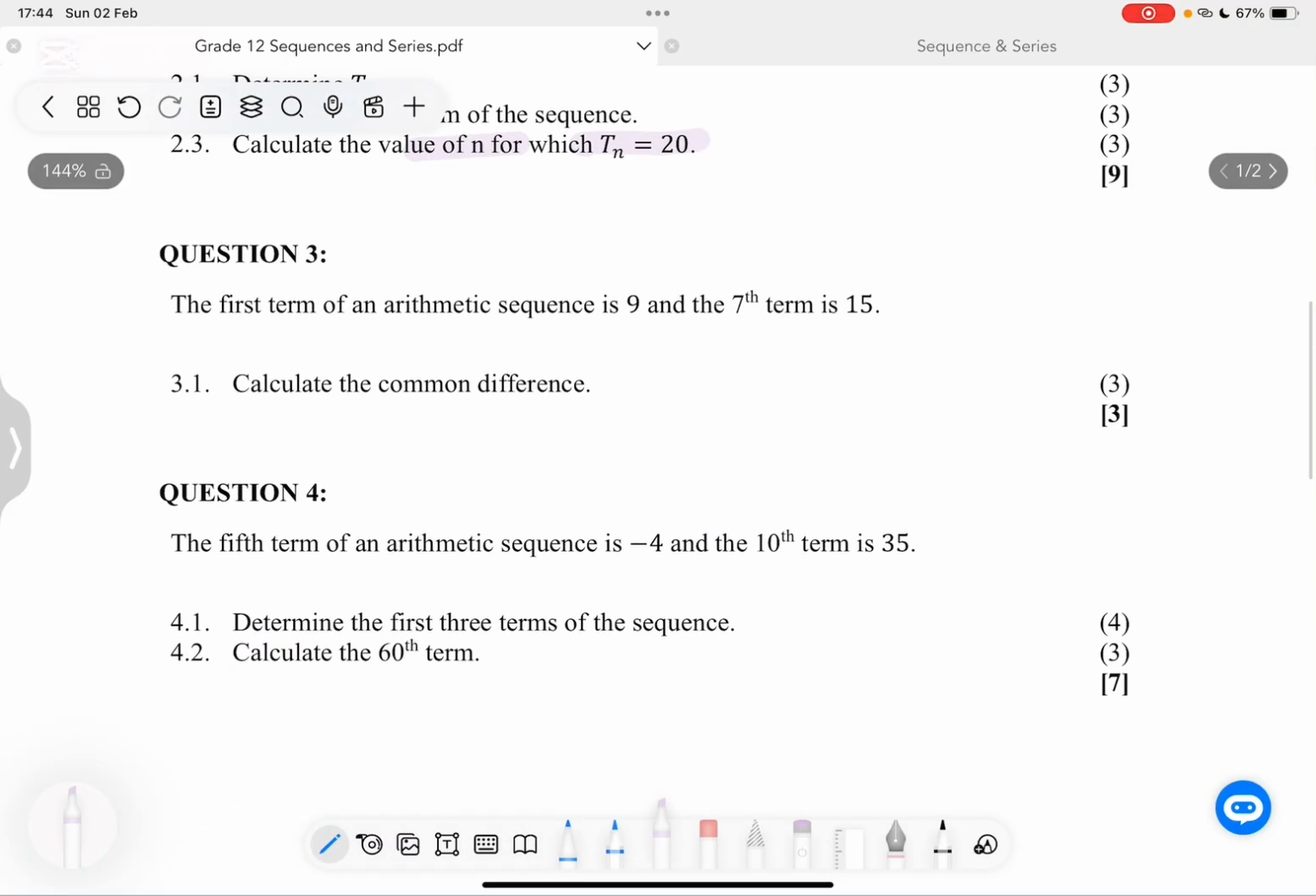We are now ready to go to question 3. I hope you are having a blast and actually enjoying these questions with the background that we had in lesson 1 and 2. Now, question 3 says to us that the first term of an arithmetic sequence is 9 and the seventh term is actually 15.